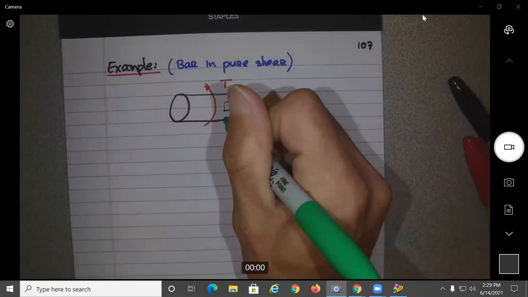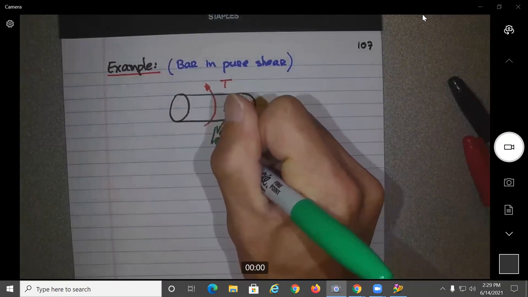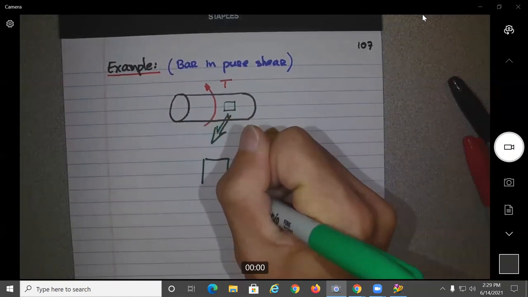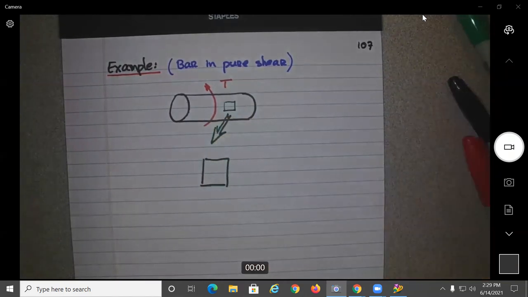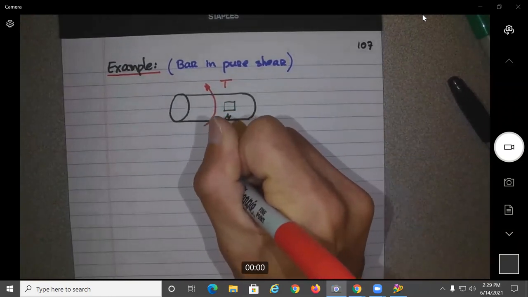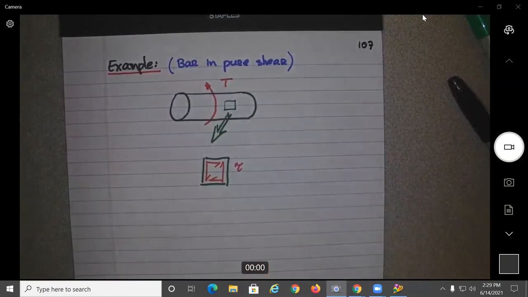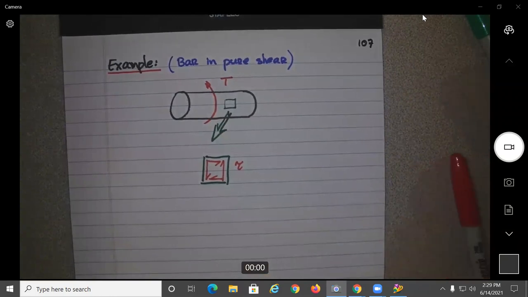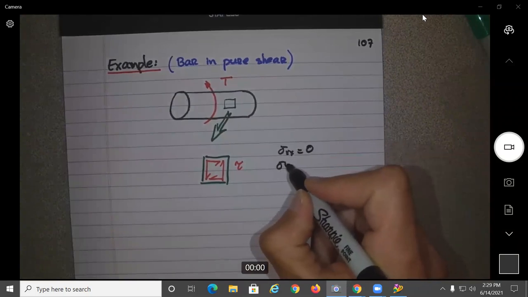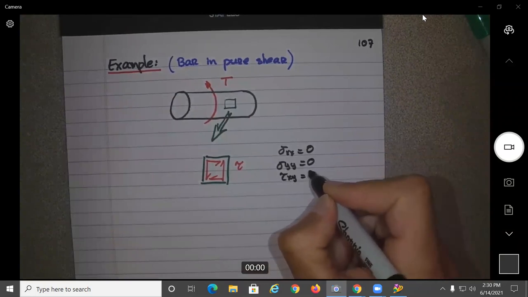So if we look at our element, if that element is in pure shear, what does that mean? It would just be subjected to this type of loading over here. That means that sigma xx will be zero, sigma yy will be zero, and that tau xy is equal to tau.